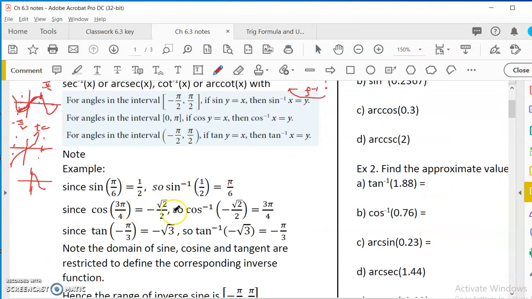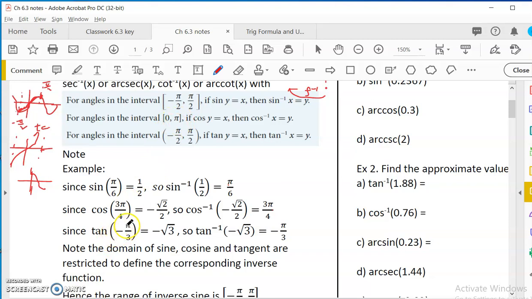So we write it this way. Cosine inverse of negative root 2 over 2 will map back to 3 pi over 4. We do not map it to another place because 3 pi over 4 is from 0 to pi. We only look at those ranges: negative pi over 2 to pi over 2 for sine, and 0 to pi for cosine.